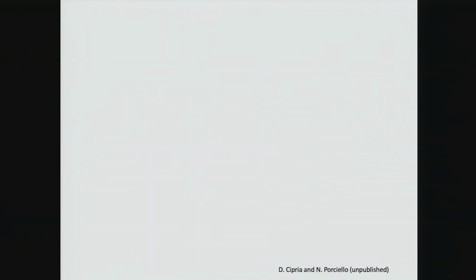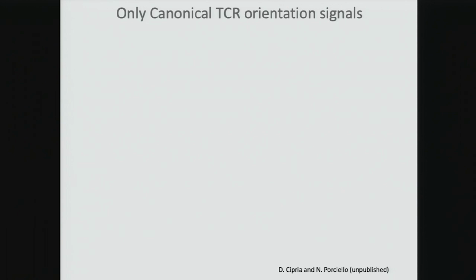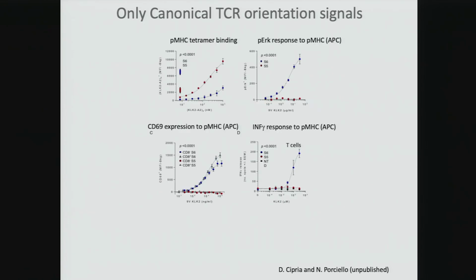Now, if we look at how they respond, well, big surprise. Only the canonical signals, and the other doesn't, despite the fact that it actually has even higher affinity. This is tetramer binding. That shows also on the cells that there is about a 10-fold difference in binding. And you can see that the receptor, which is oriented just 180 degrees on peptide MHC, is not working.